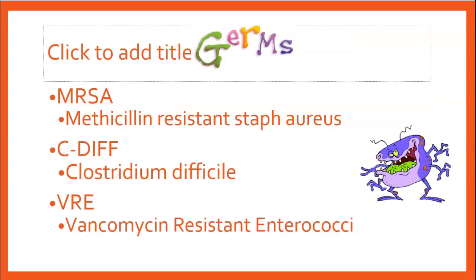So these are just the definitions of those abbreviations: MRSA, methicillin-resistant Staph aureus, C. diff, Clostridium difficile, that's found in the stool. VRE is vancomycin-resistant enterococci.